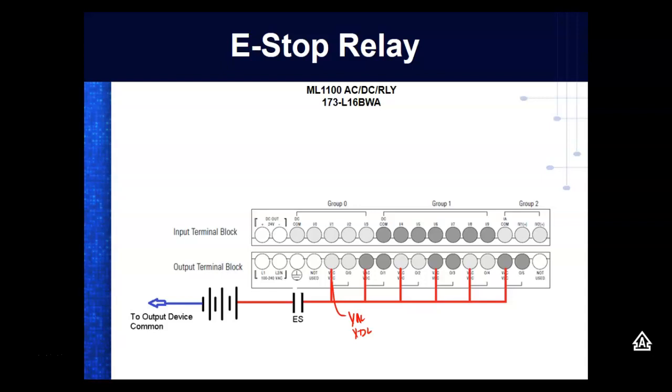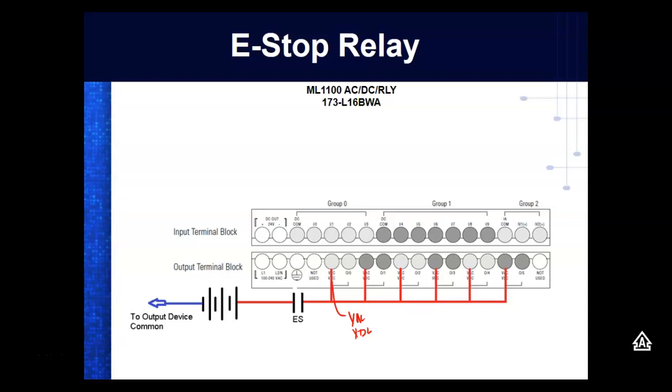And the way the 1100 runs, it has a common for every output. So I can have this guy sinking, I can have this guy sourcing, I could have this running 26 volts AC, I could have this running 120 volts AC, and I could have this running, I don't know, right?